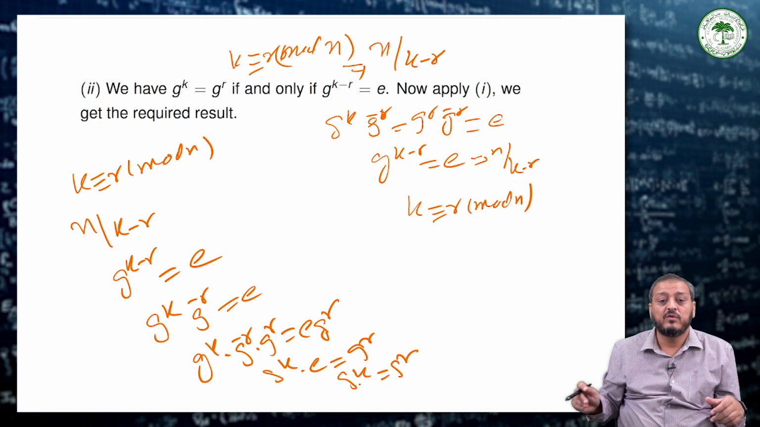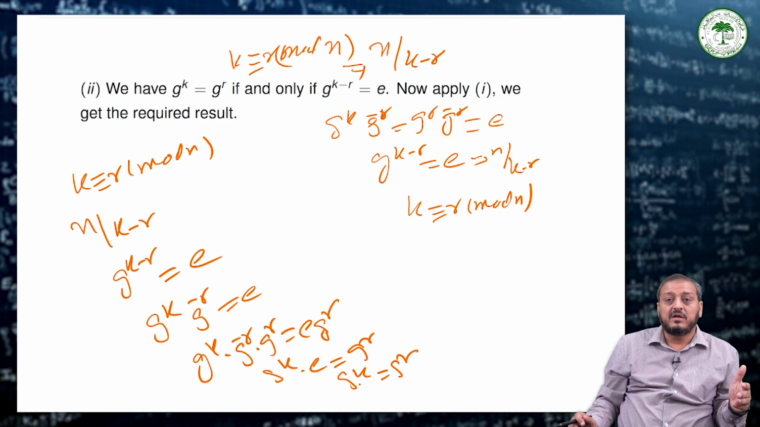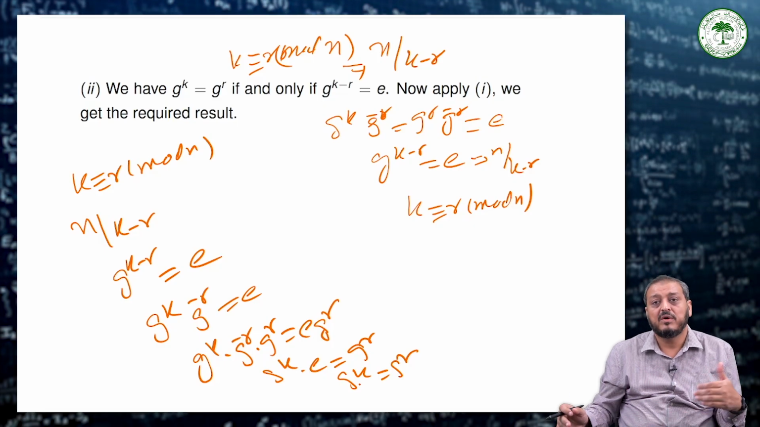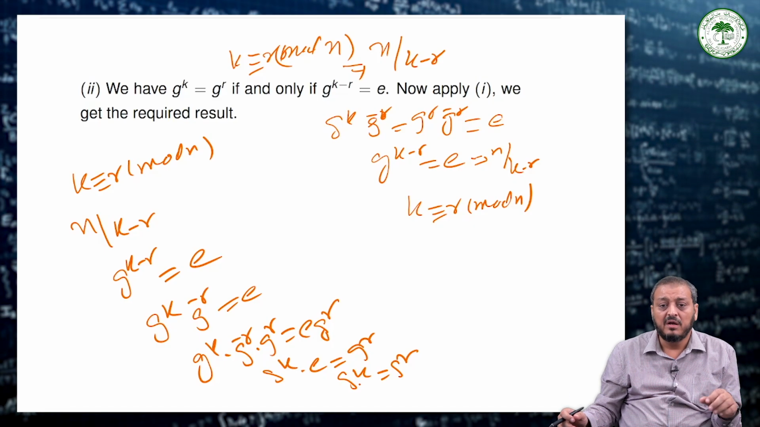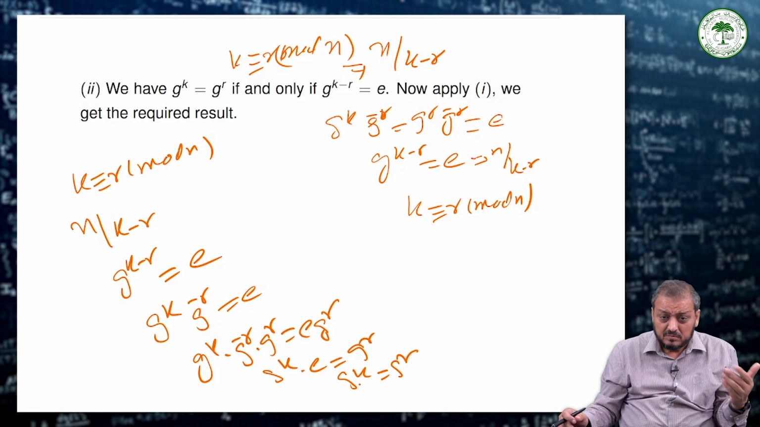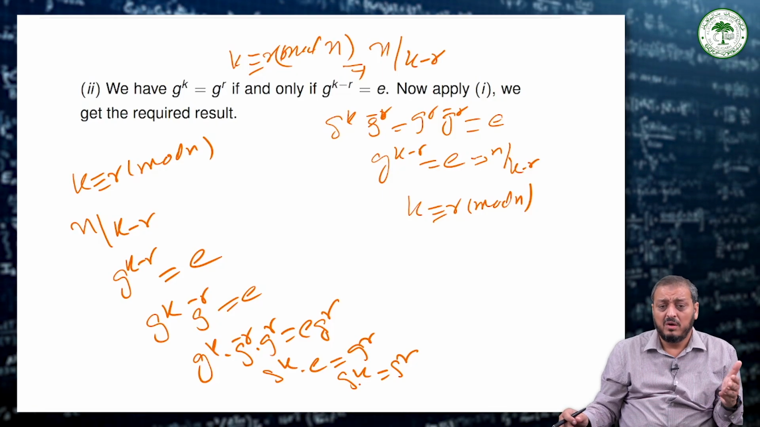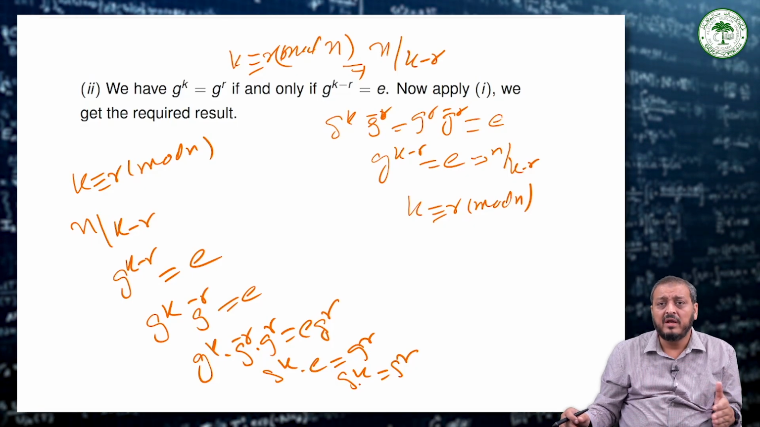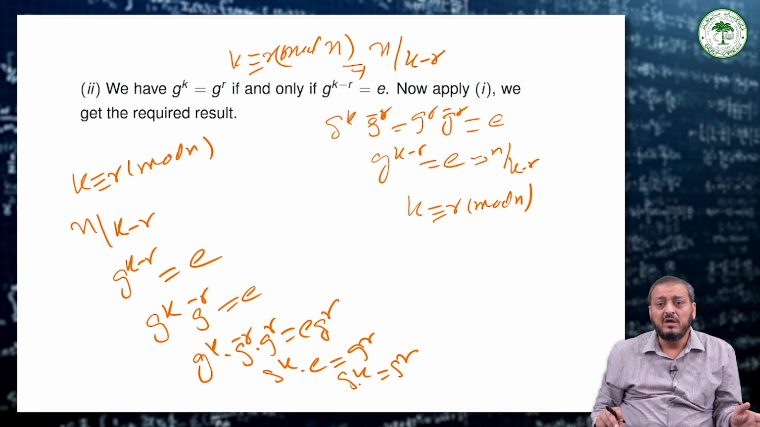So conversely, we get this trivially. We have to show these two conditions: if g to the power k is equal to g to the power r, then k is congruent to r mod n, and similarly we prove the other part.